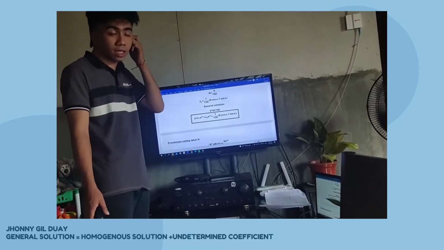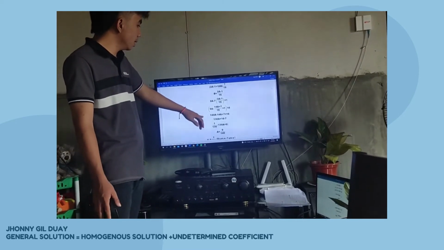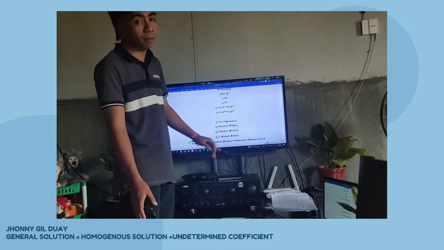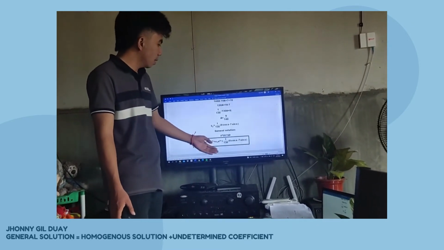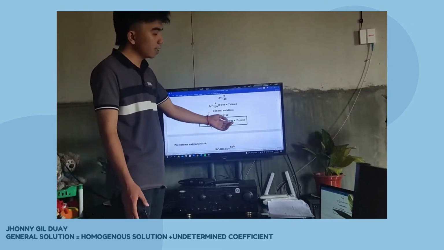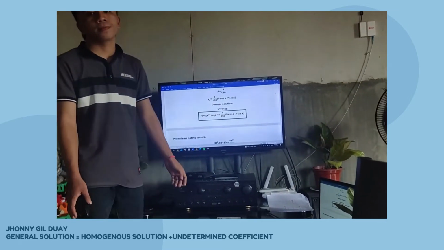Here we have the general solution, which will be y is equal to yc plus yp. Our yc is c sub 1 e raised to the power of 5x plus c sub 2 e raised to 2x, plus 1 over 30 times the quantity of 9 cos x minus 7 sin x.